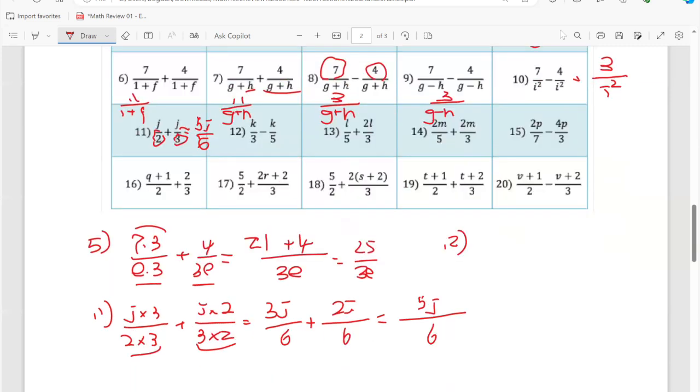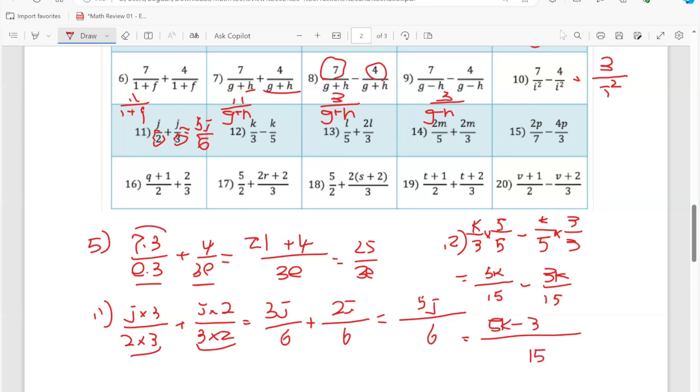So number 12, 3 and 5 are different in the denominator, so we have to make it the same. K over 3 will multiply the 5 on top and bottom. There's a minus. K over 5 will multiply the 3 on the top and the bottom. And we write it out. 5k on the top, because we're multiplying, we multiply the top and multiply the bottom, minus k times 3, 3k, divided by 5 times 3, 15. Therefore, combine it, 15, 5k minus 3k. 5 minus 3 is 2k, divided by 15 will be our final answer. 2k divided by 15. Okay?